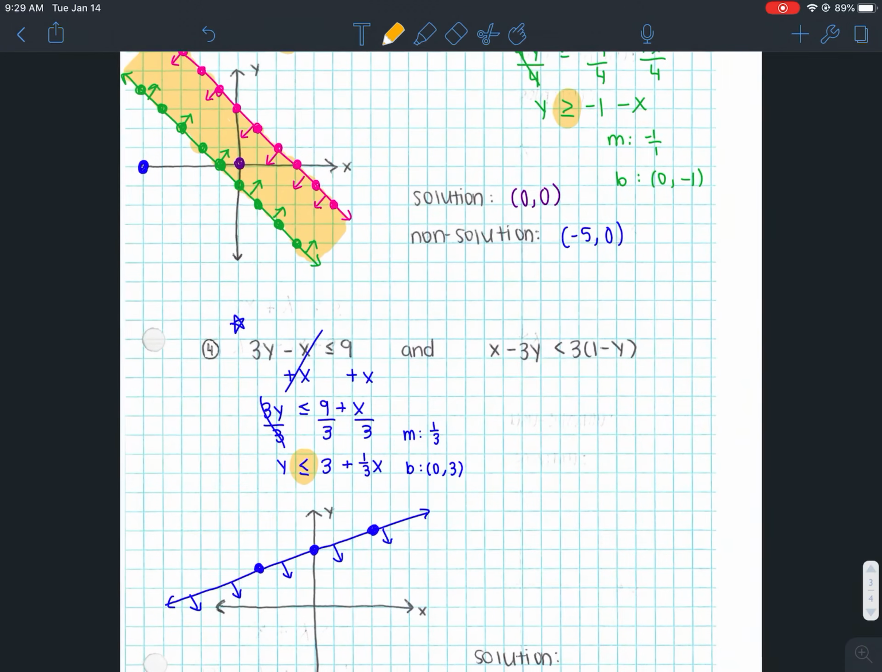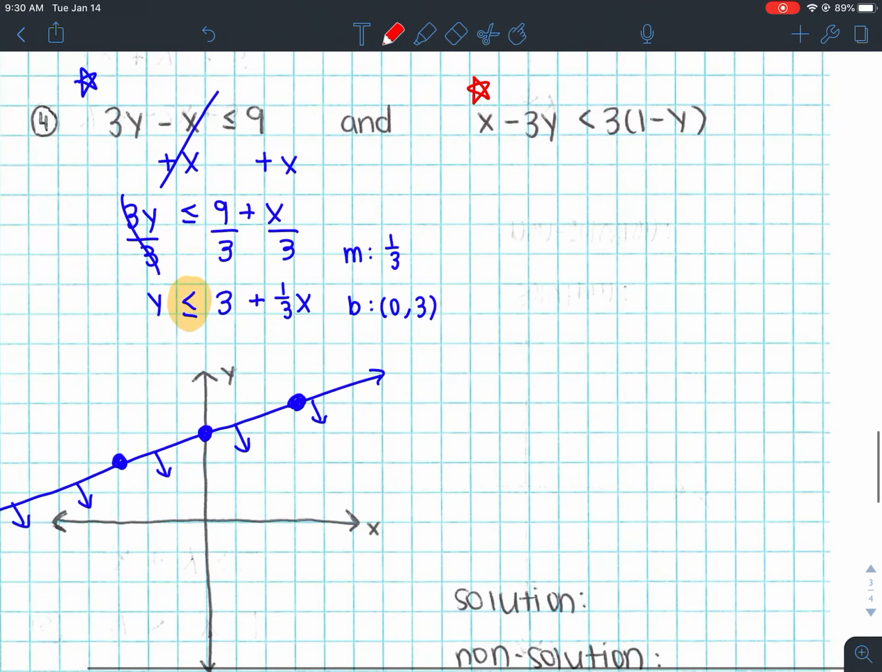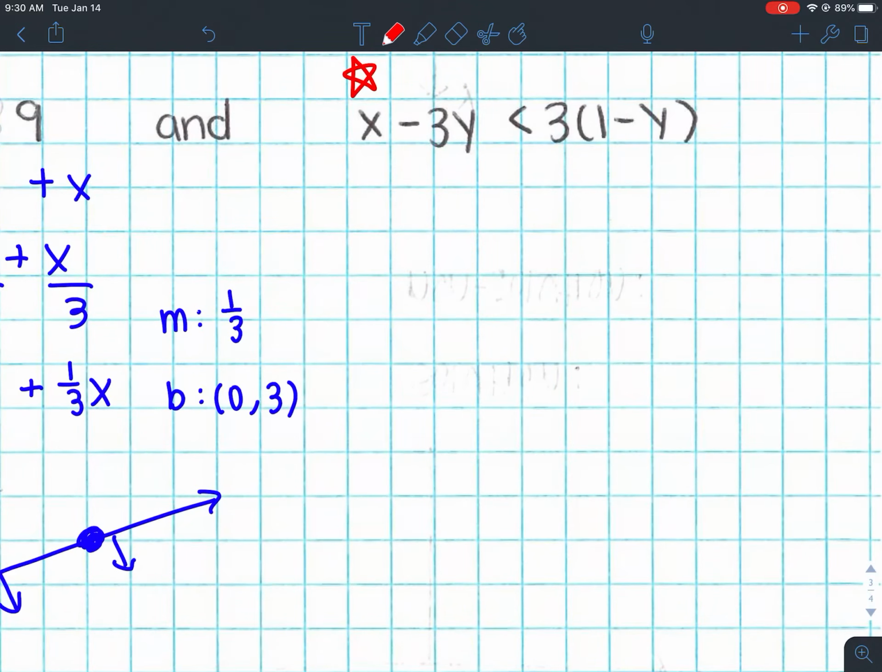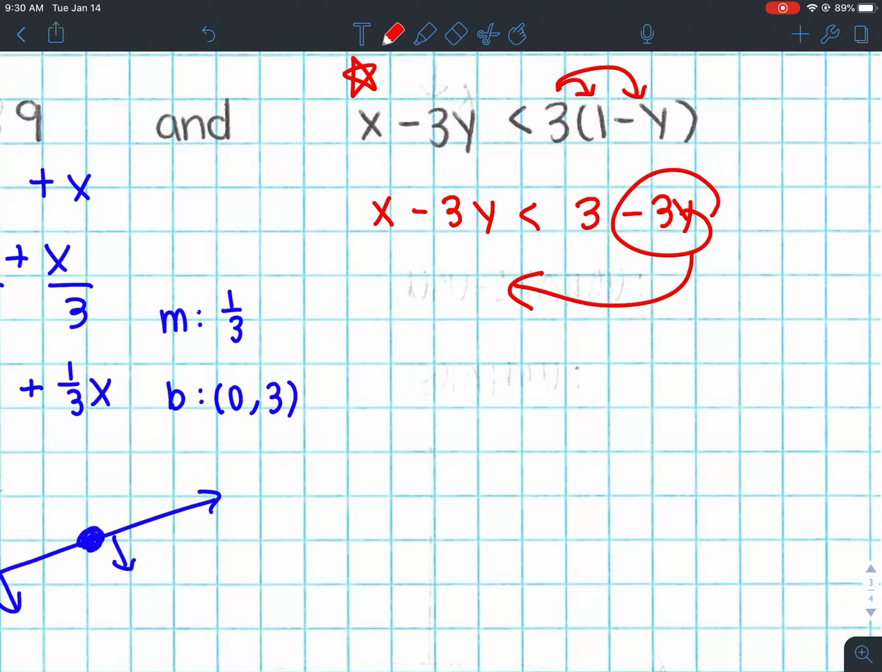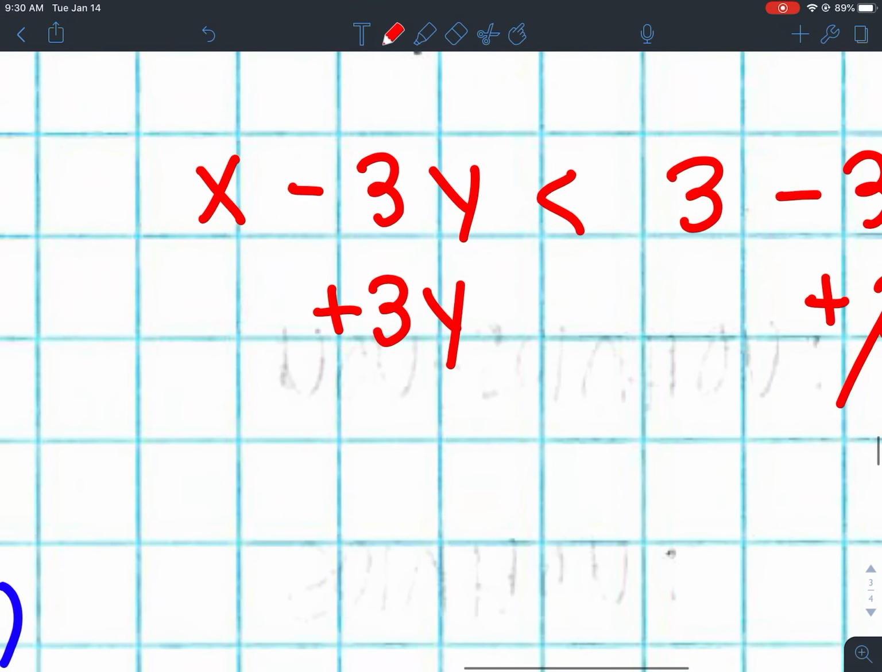Let's pick, what do I have up there? Let's do red. Okay. So here, let's first get rid of those parentheses, right? Let's distribute. So we have x minus 3y is less than 3 times 1 is 3. 3 times negative y is negative 3y. All right, so normally we like the y to be on the left side. So we want to move this guy over here. Well, to do that, we would have to add 3y on both sides. Well, what happens when we add 3y here? Well, that's going to cancel, right? Because negative 3 plus 3 is 0.